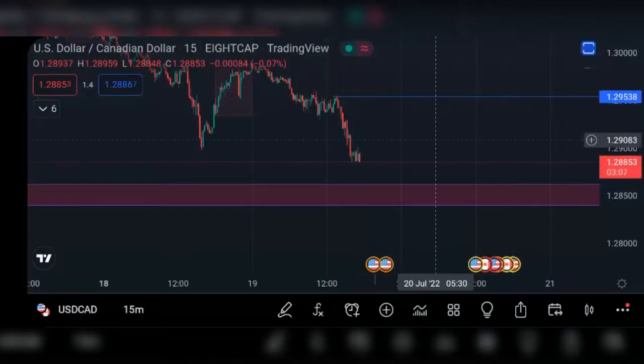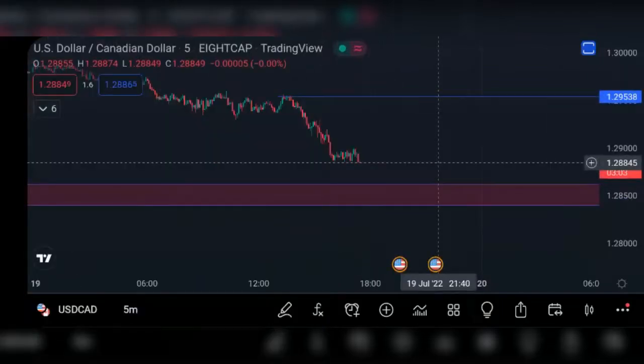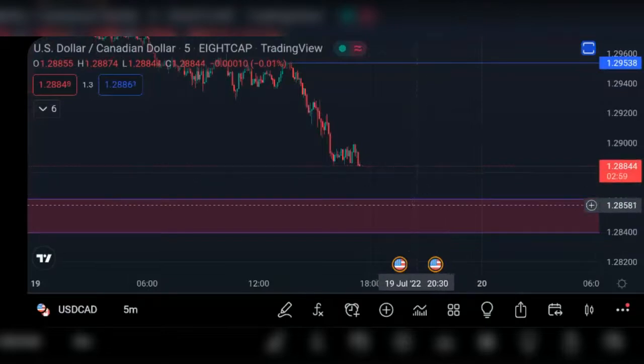When price comes into that order block, I will switch to my 5 minutes time frame, which is my entry time frame. Then I will mark out my 5 minutes high and low, and I will wait for that 5 minutes high and low to be broken. Immediately that 5 minutes high is broken, I will mark out another order block, and that is where I will set my limit order.